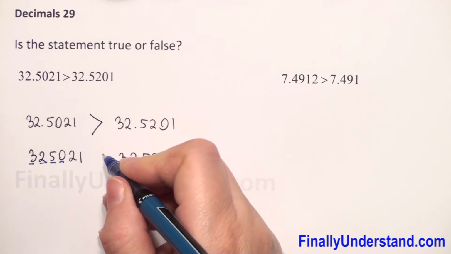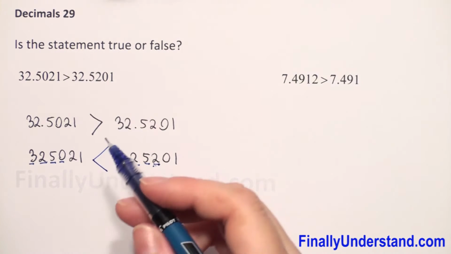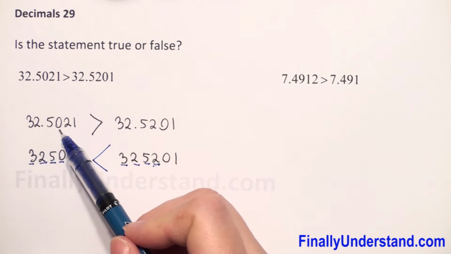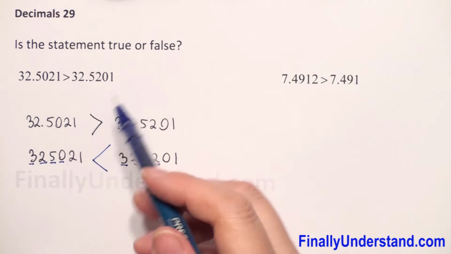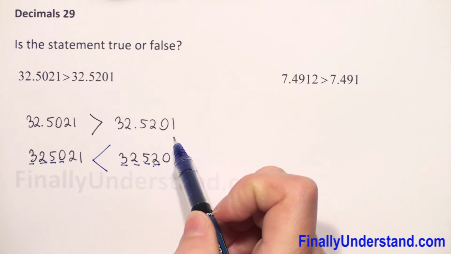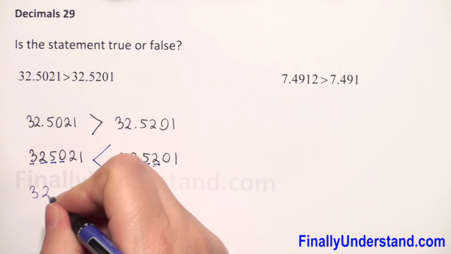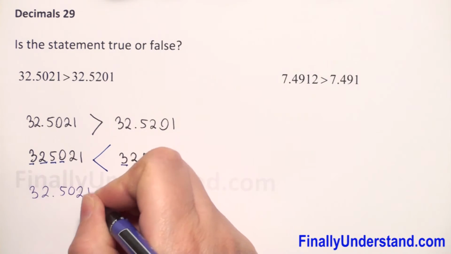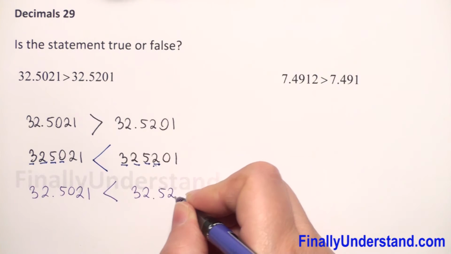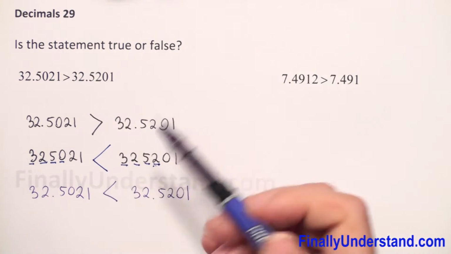So it means we should have the sign like this. It means that the number 32.5021 is less than the number 32.5201. Let me write this. 32.5021 is less than 32.5201. What does it mean? That the statement is false.